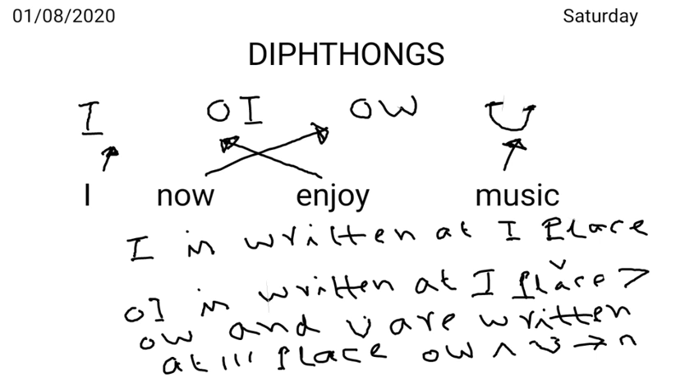Now, let us see how to represent these diphthong signs. I is written at first place. The symbol for I is 1/4 of P and 1/4 of Ray. It is written at the first place. Now, let us see some examples on diphthong I.